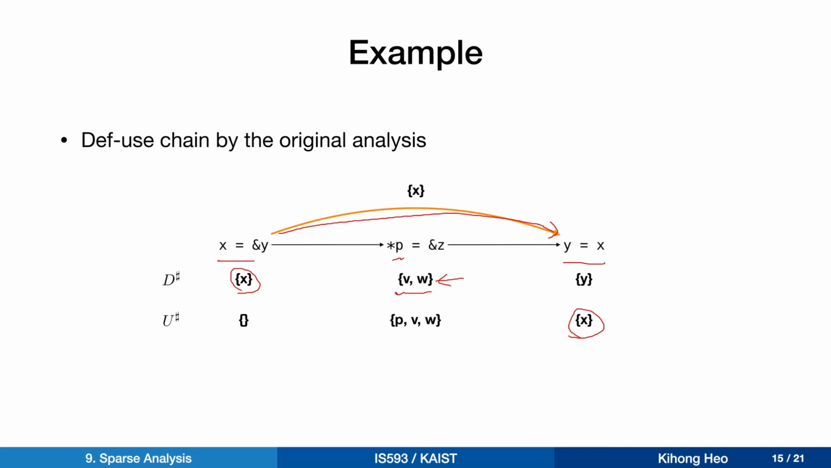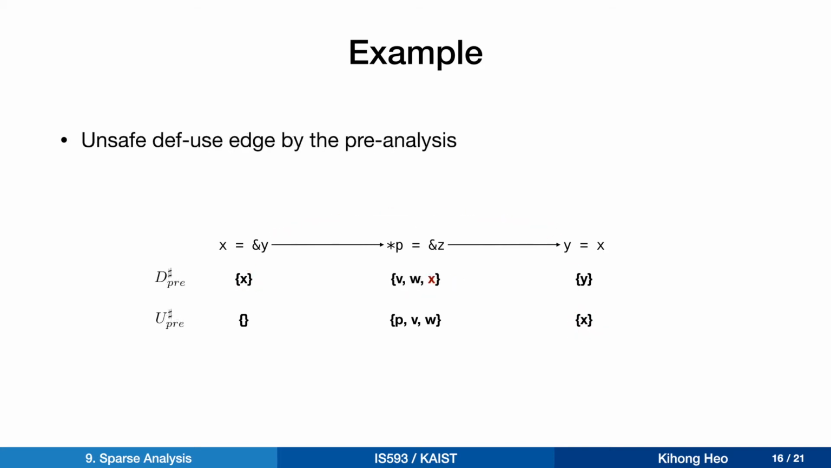Okay, but what happens if we have an approximated def and use set that only satisfies the first condition, which is the over-approximation condition? As you can see, these D pre and U pre sets are actually supersets of the original ones.